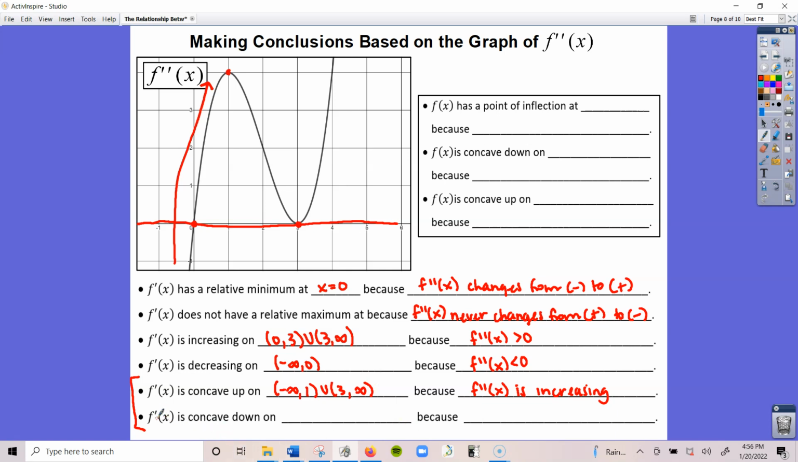And same thing for f prime of x would be concave down when the second derivative is decreasing, because then that would mean that the third derivative is negative. And that is here, which is from 1 to 3.